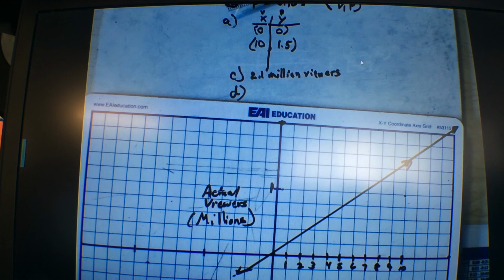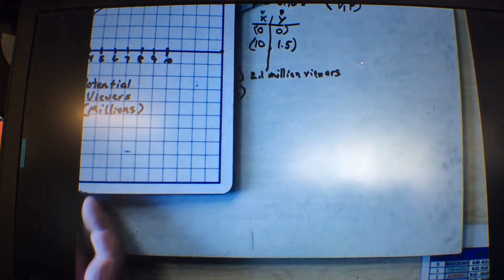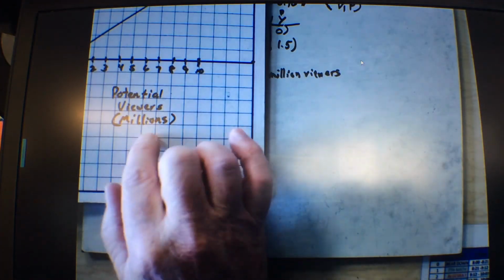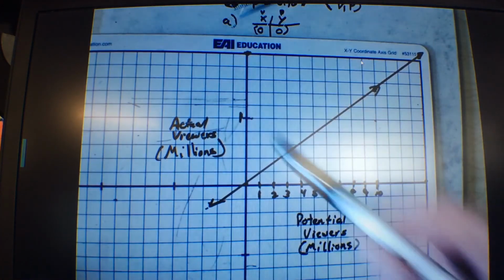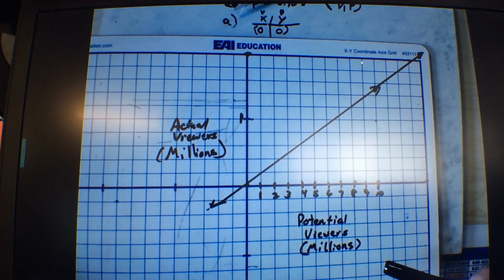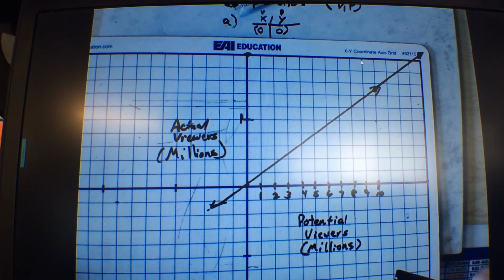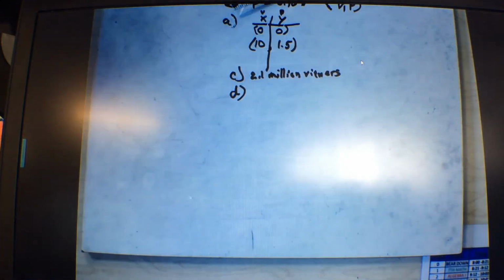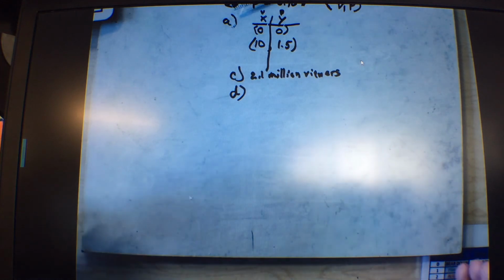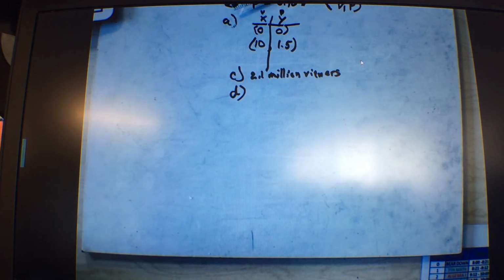Explain why it would not make sense for B to be a negative number. Okay, the potential viewers right here. Why wouldn't it make sense that these were negative? Do you notice we're in quadrant 1, everything's positive. It wouldn't mean there were no people watching. It would be negative people watching. That doesn't make sense. You can't have negative people. I mean, you can have negative people attitude-wise, but you can't have negative people body-wise. So everything has to be positive.